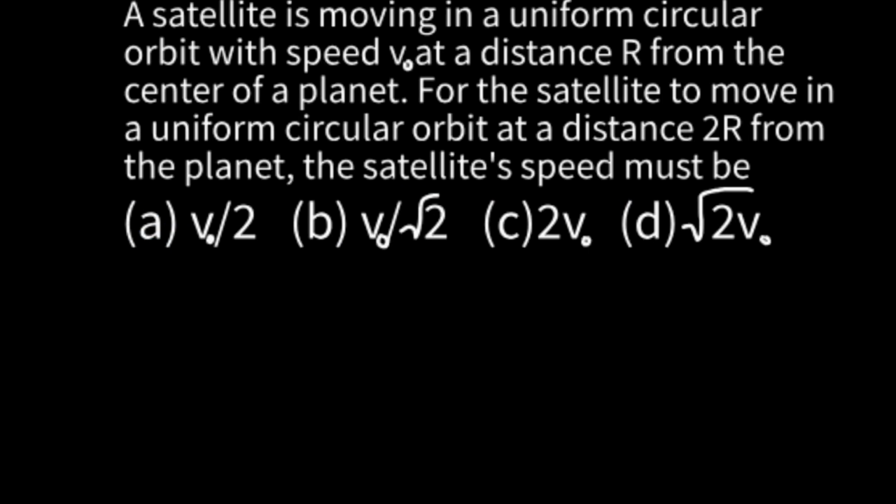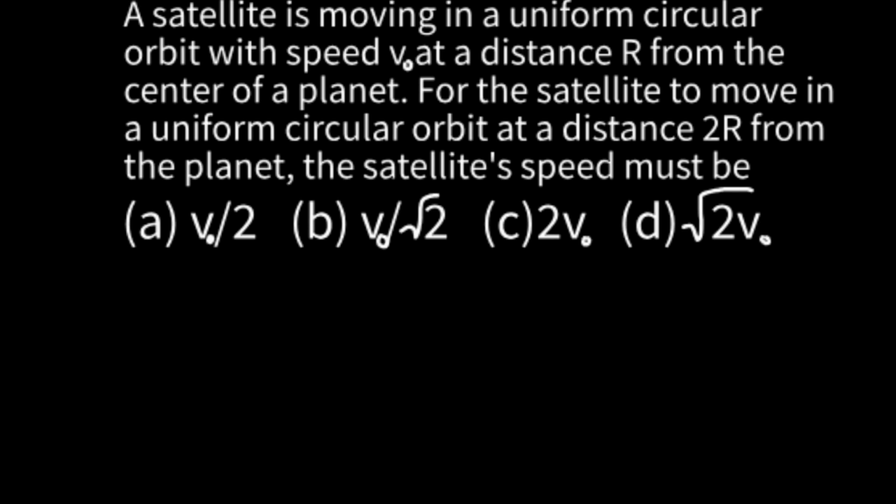Alright, this will be the last practice problem for this video. We have a satellite moving in a uniform circular orbit with a speed v0 at a distance r from the center of a planet, and we want to continue this uniform circular orbit at a distance 2r from the planet. So what must the satellite's speed be?